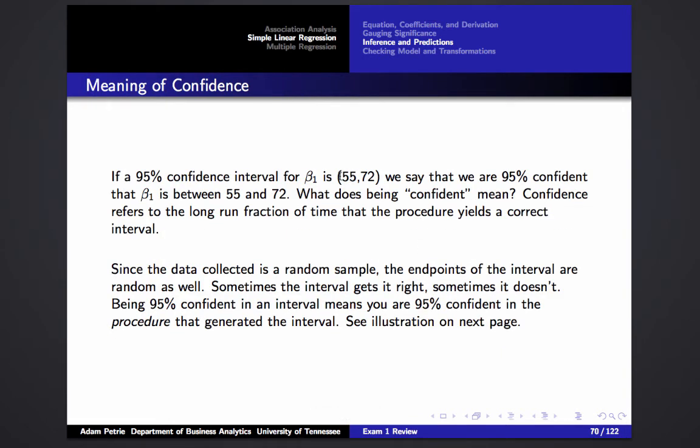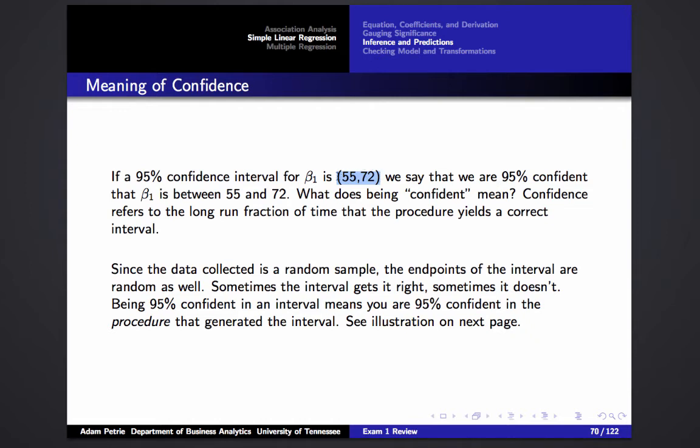So what do we mean by confidence? Well, if we come up with a 95% confidence interval for the truth, say between 55 and 72, we say we're 95% confident that beta 1 is between these two values. So what does being confident mean? What does being 95% confident mean? Well, what it means is it's referring to the long-run fraction of time that our procedure actually ends up getting it right. So we'll never know if a particular confidence interval contains the truth or not, because the truth will forever remain elusive to us.